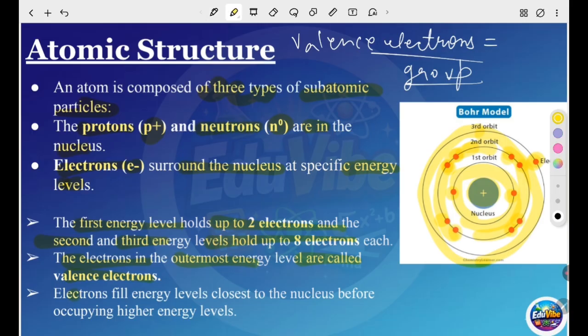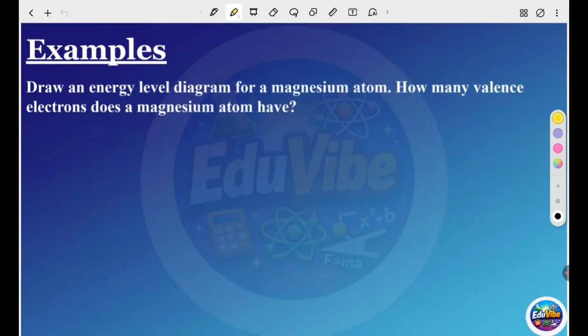Next one is that electrons fill energy levels closer to a nucleus before occupying the higher energy levels. So before completing the higher energy levels, they first fill the energy levels which are closer to a nucleus. Then they go to the higher energy levels to fill them up. So we have an example for the magnesium atom. We have to make the energy level diagram for the magnesium atom and count how many valence electrons the magnesium atom has.